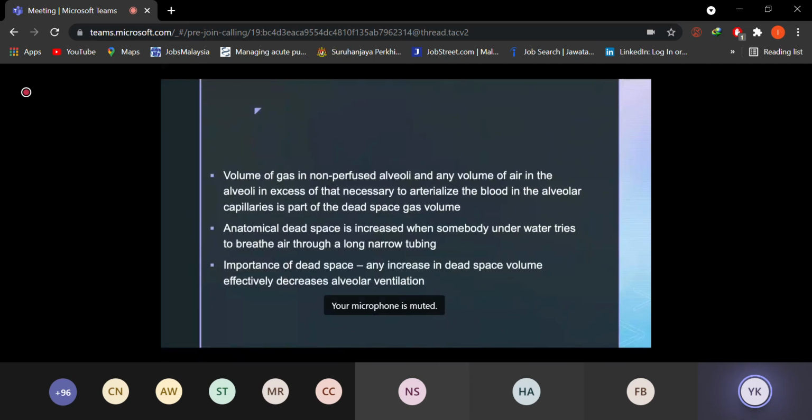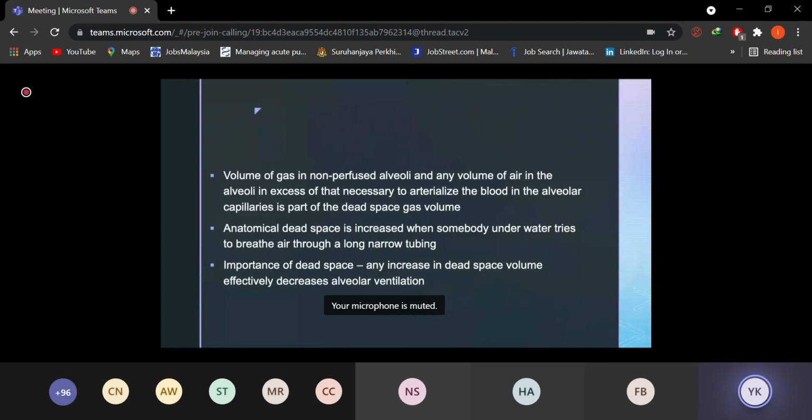For example, you inhale 150, but basically you only need 100 to be perfused. So the extra 50 is part of the dead space gas volume. All right, either it's under ventilated or exceeds the ventilation.